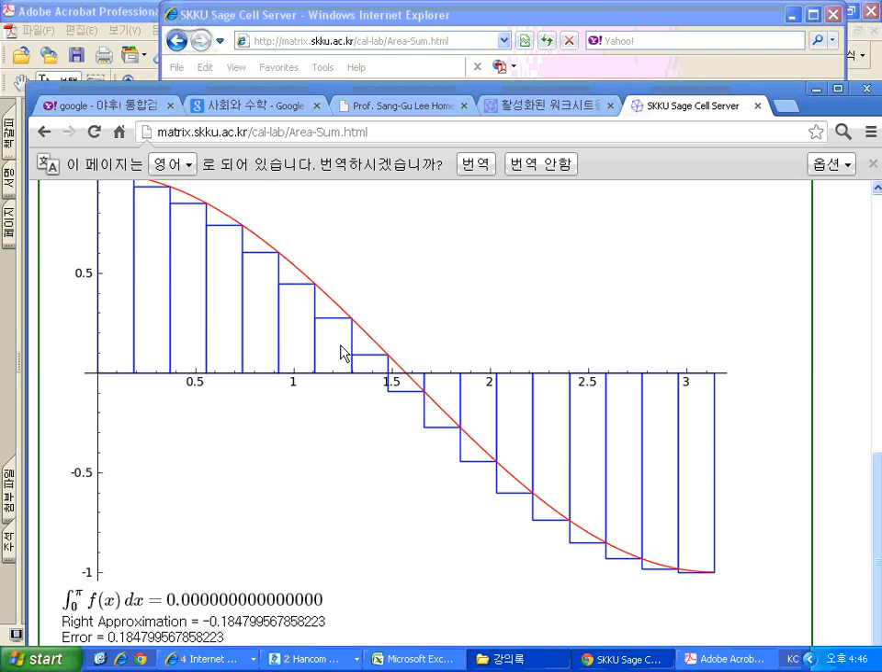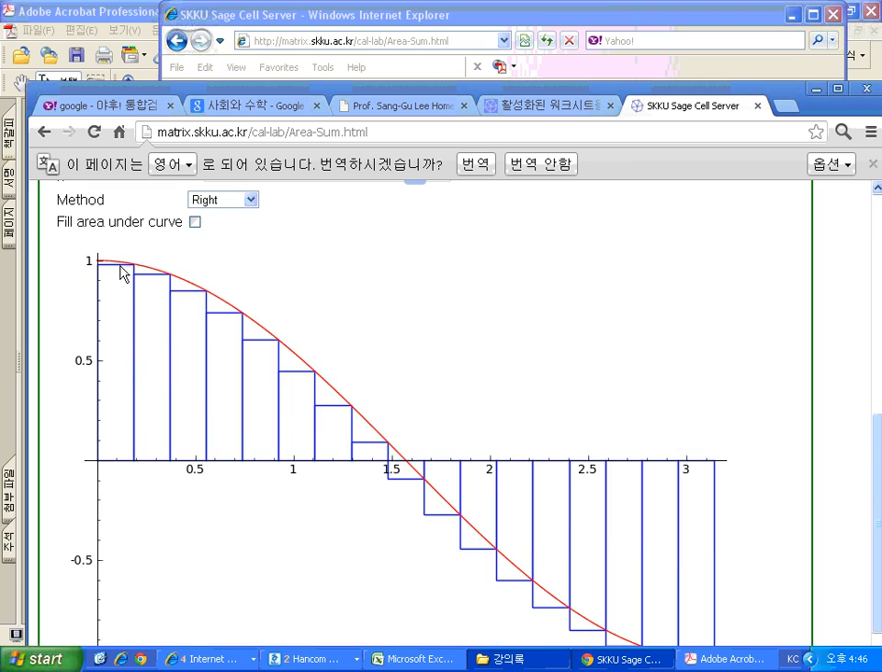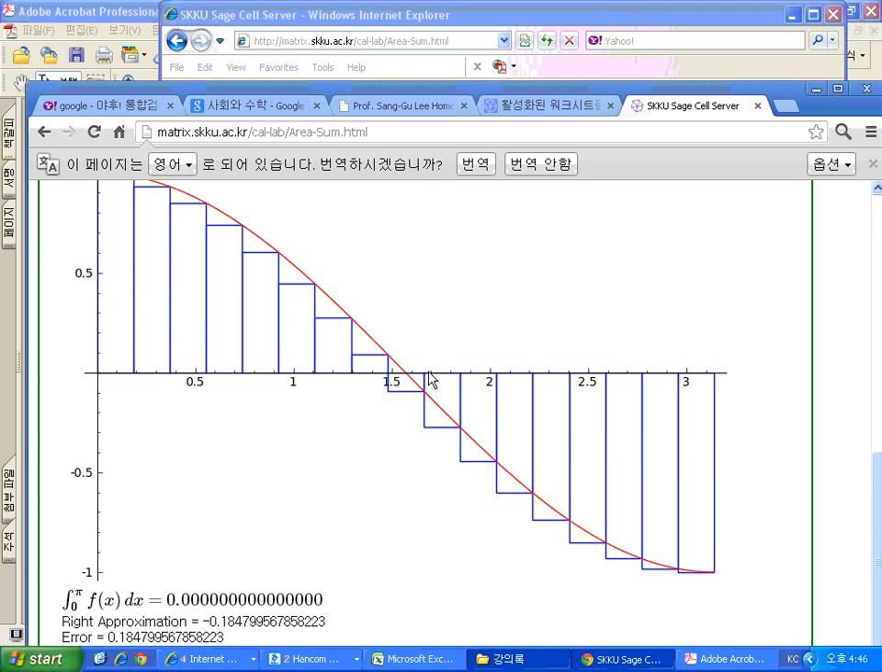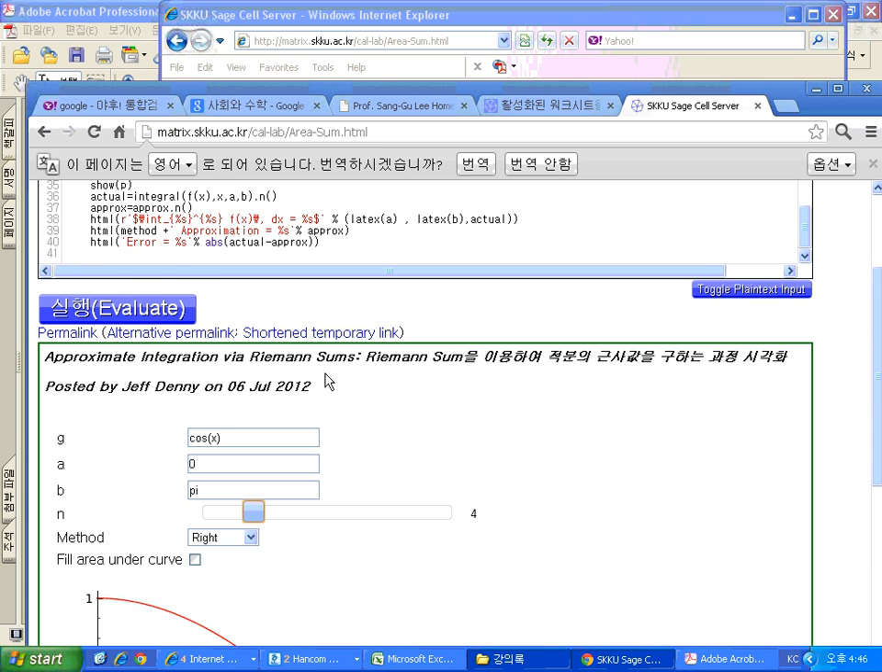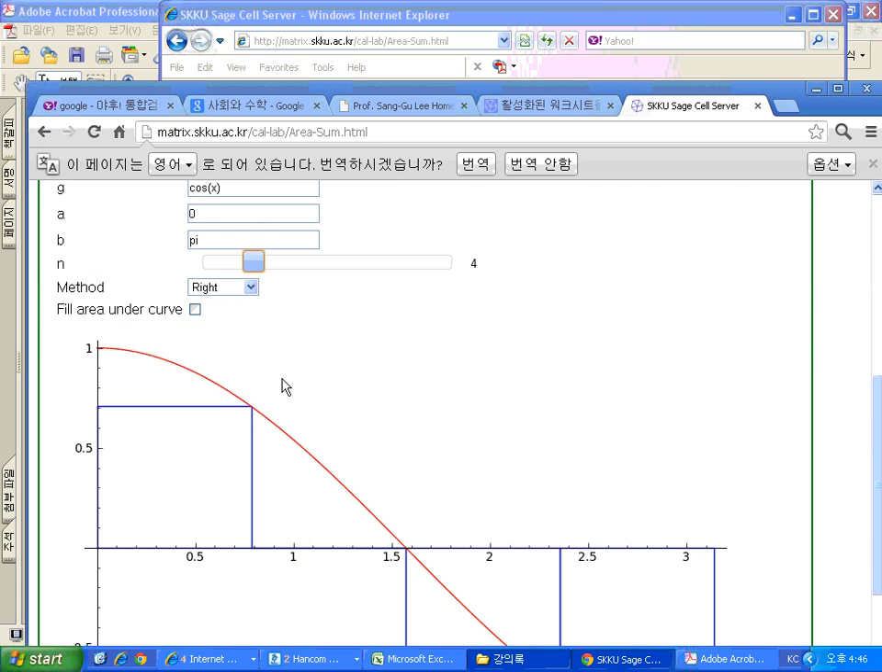Then we have the cosine function. Since this is an odd function, it has the same area above and below, the positive and negative areas, so eventually the integral will be 0. And so we can find the area using the right-hand height and left-hand height.